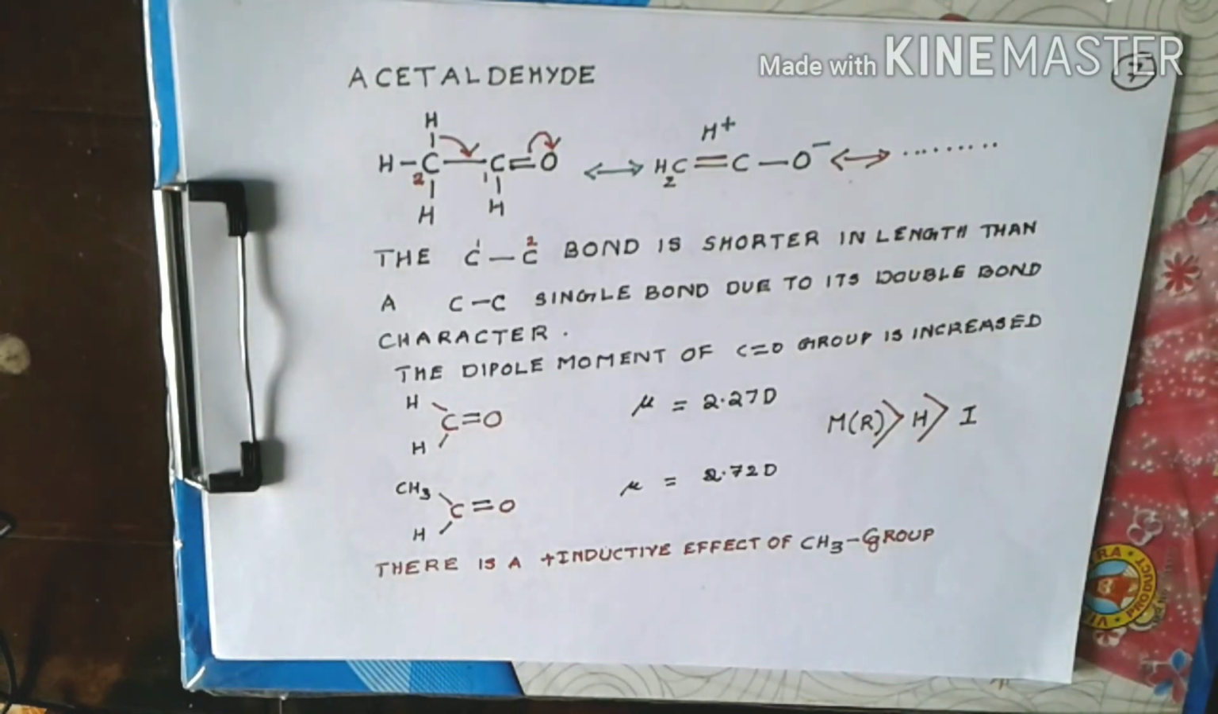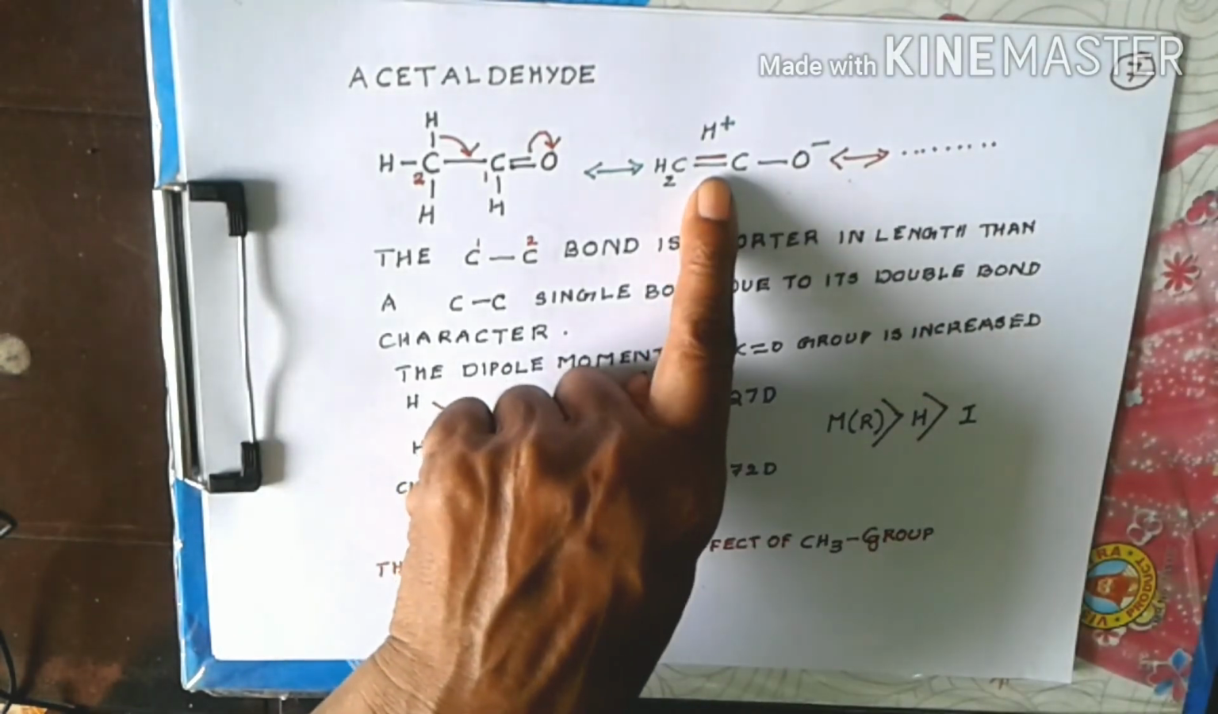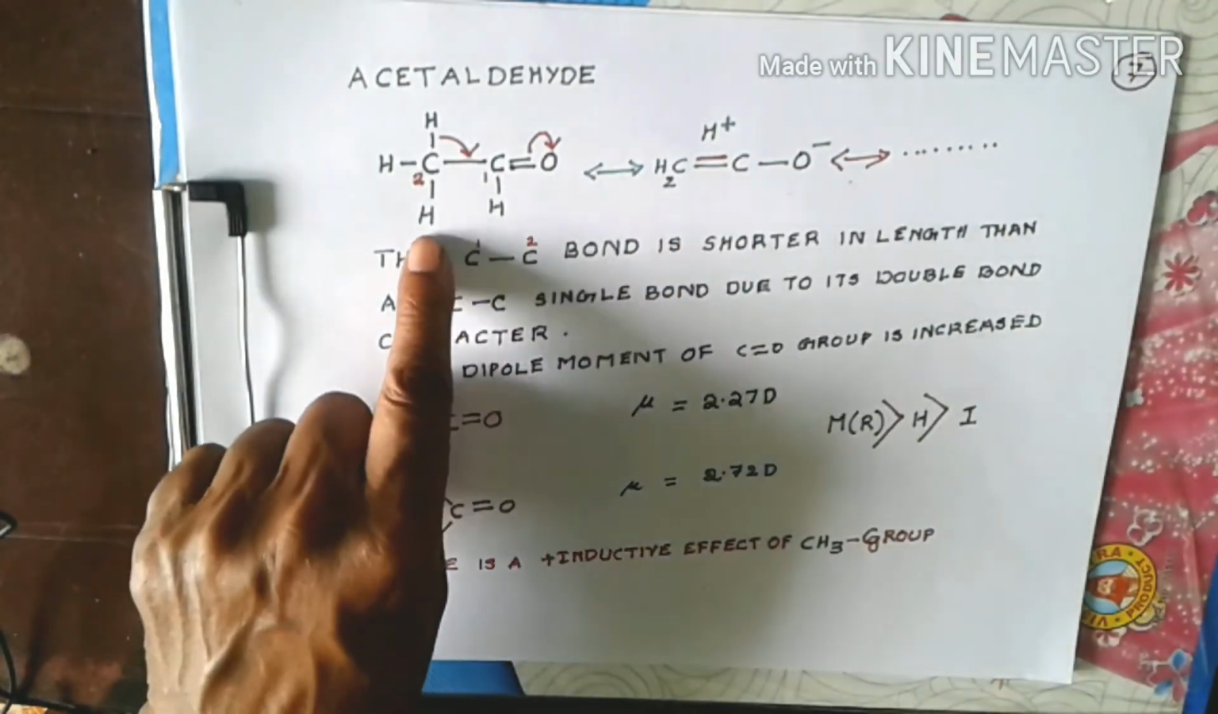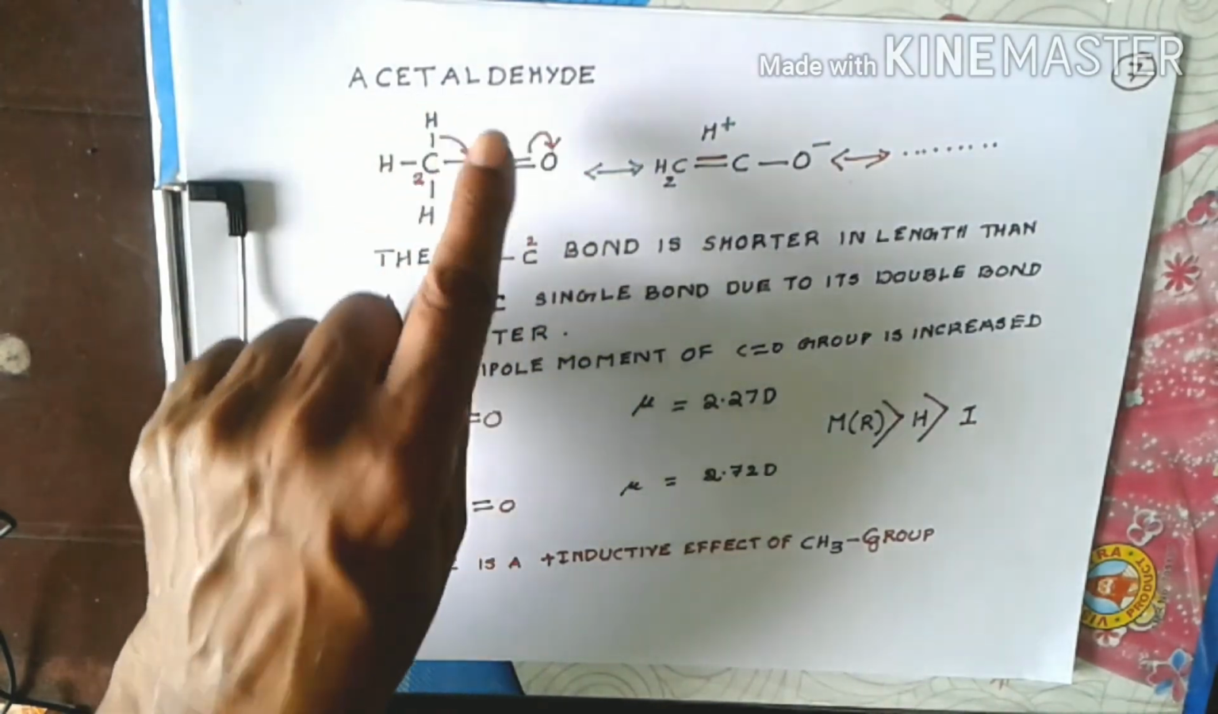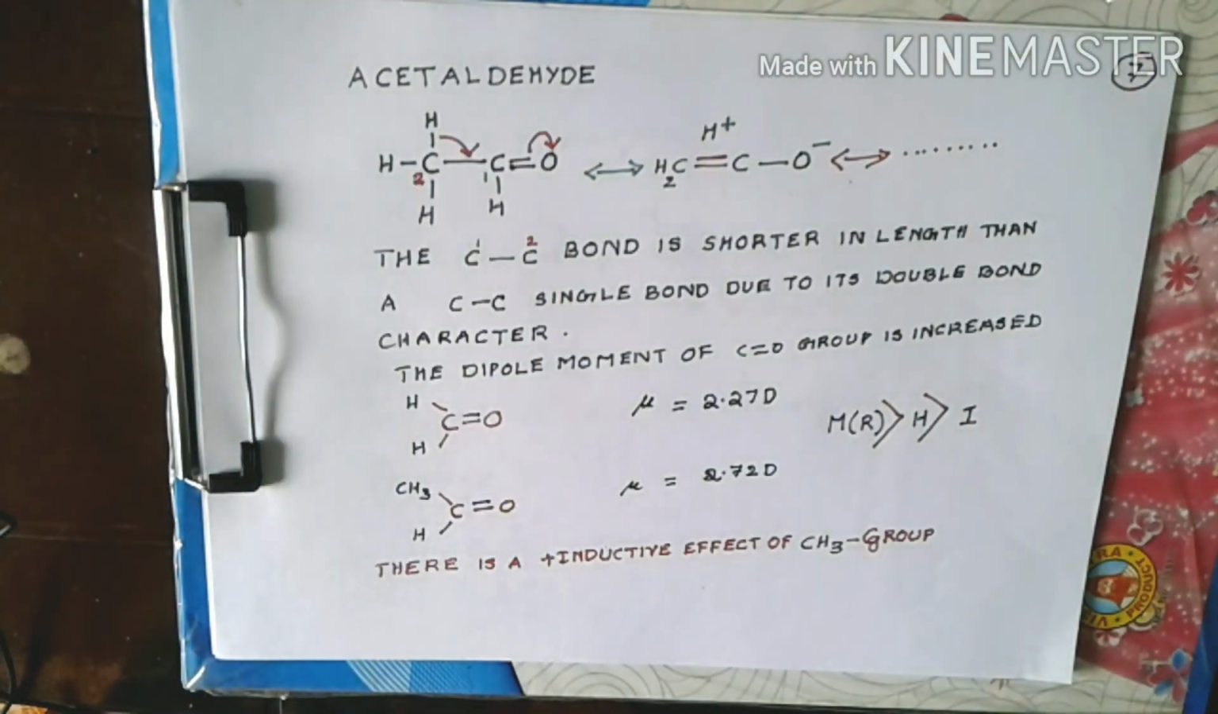So its bond order will be slightly increased because the contribution of these charged structures is less than this uncharged structure, so that the bond length will be slightly less than 1.54 for a usual carbon-carbon single bond.